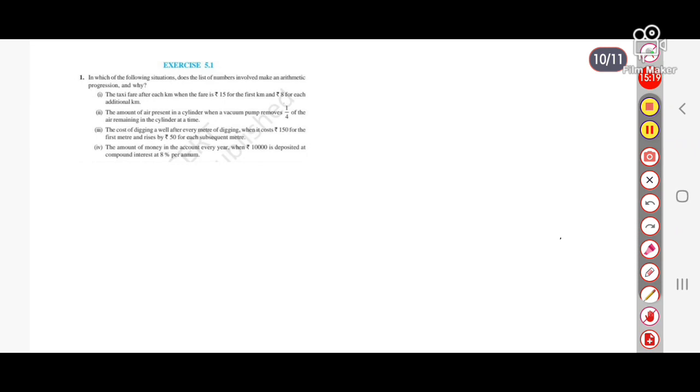Same, whereas in the second subdivision, they just removed once. One fourth of the air has been removed, that's it. They are not performing it again and again or more and more times. They haven't mentioned it anywhere. Therefore, that doesn't form an AP. We will check whether this third subdivision forms an AP or not.